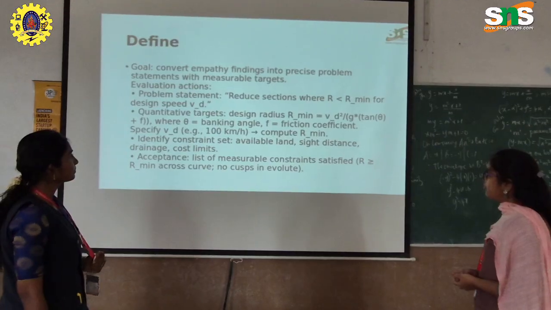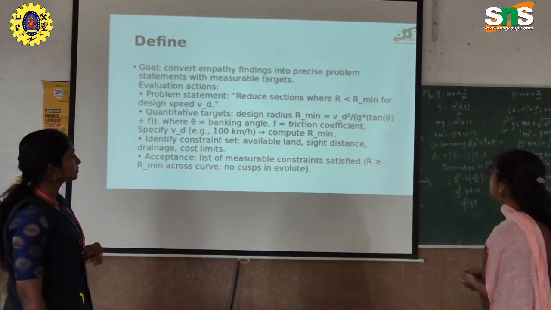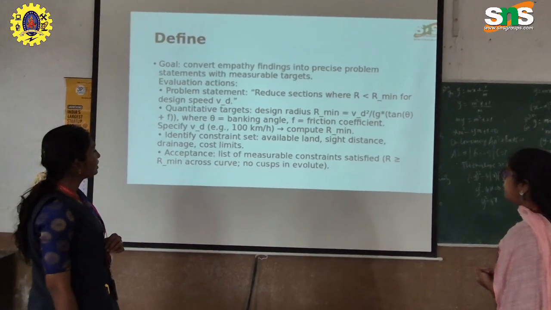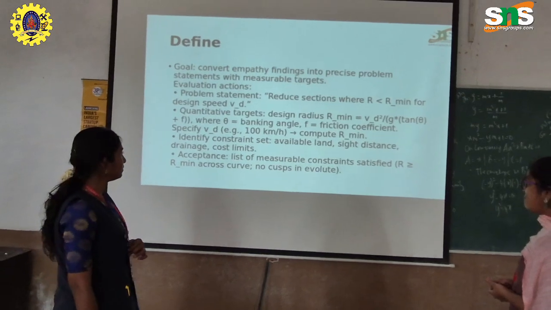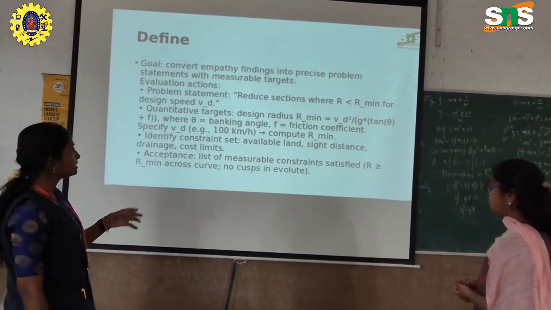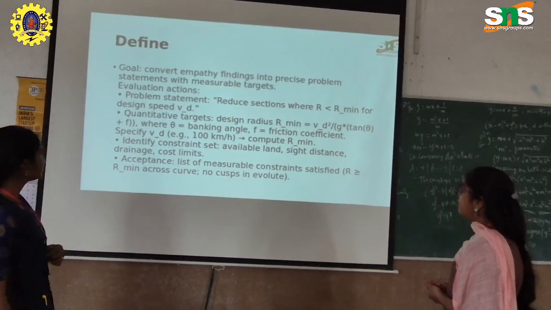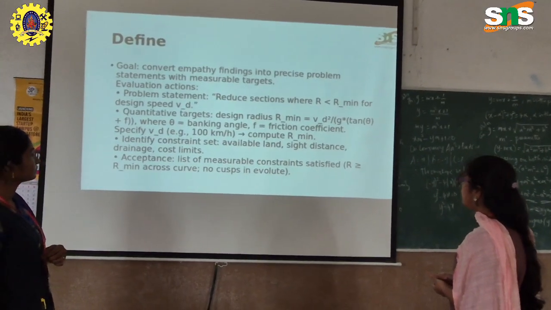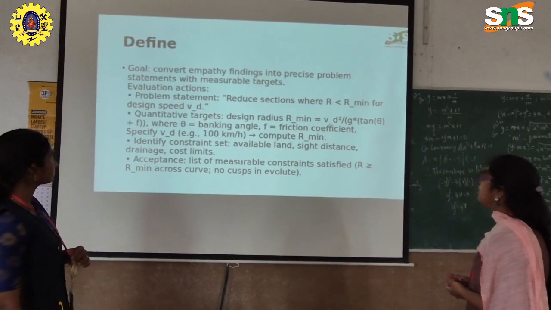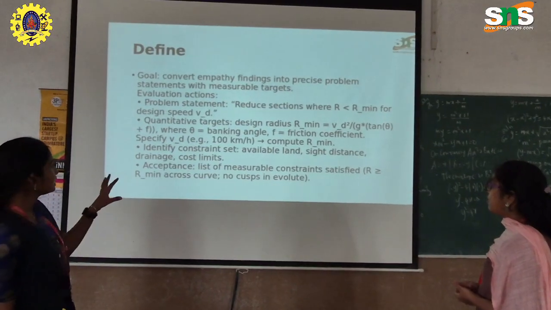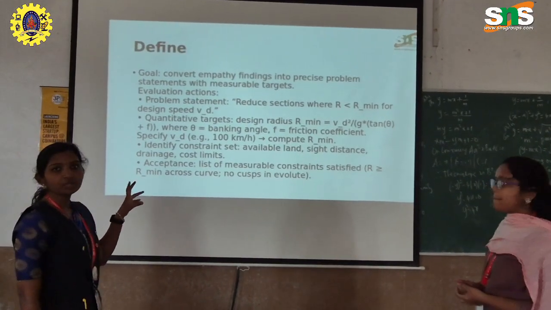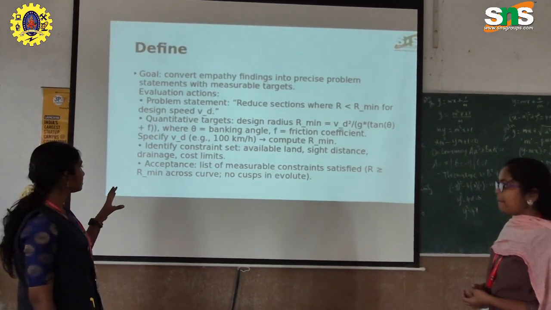as the banking angle, and the friction coefficient. We are going to specify V into D, which, for example, you can take as 100 km/h, and we are calculating this R minimum. Later, identify constraints: available land, site distance, drainage, cost limit. So these are the thresholds we are in need of in this defining stage.